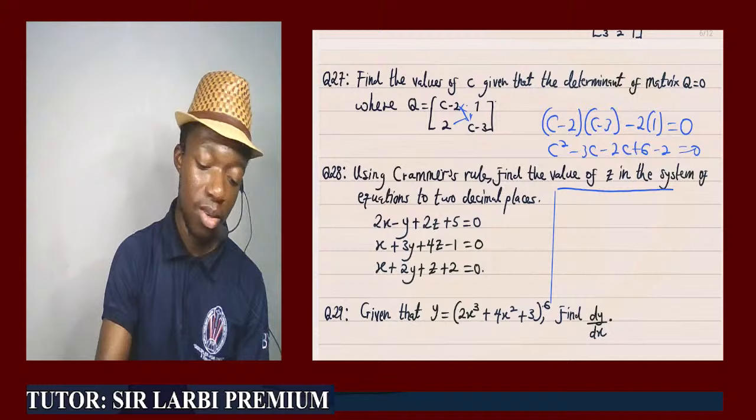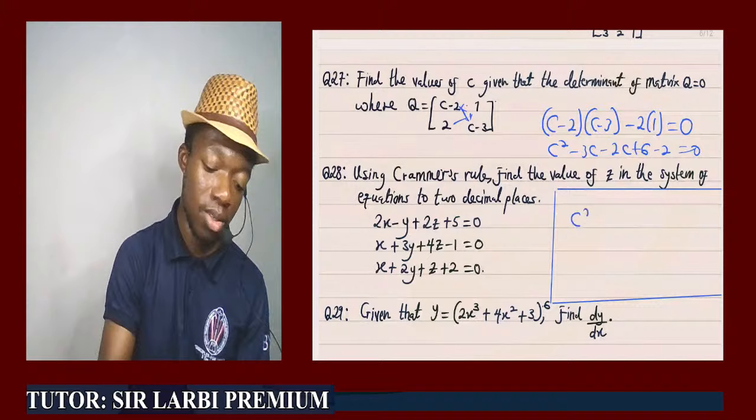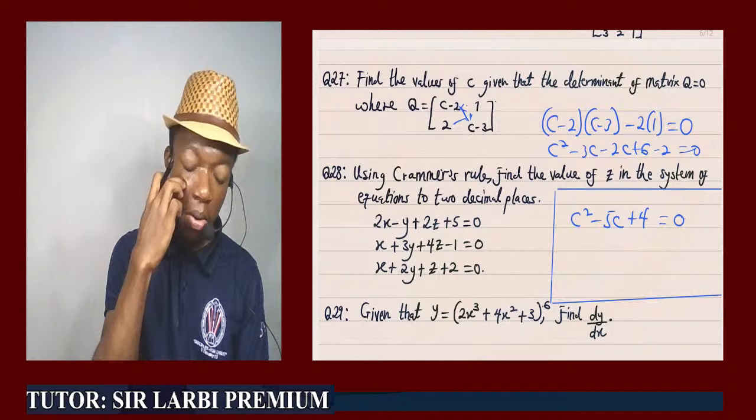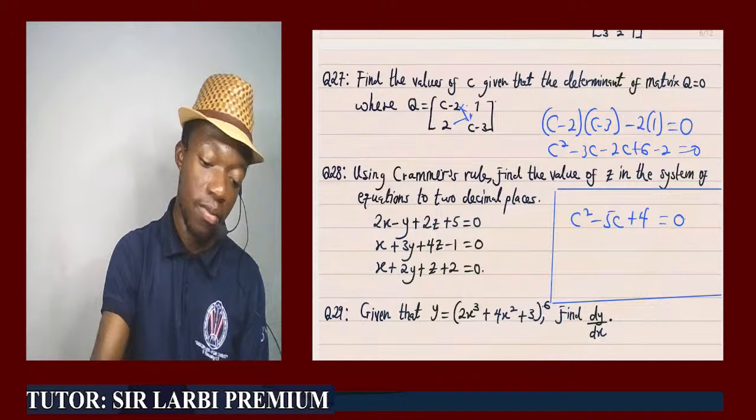So you have c square minus 5c, plus 4, and that should give you 0. So here, calculator work, and you are good to go. So let's see what we have here.